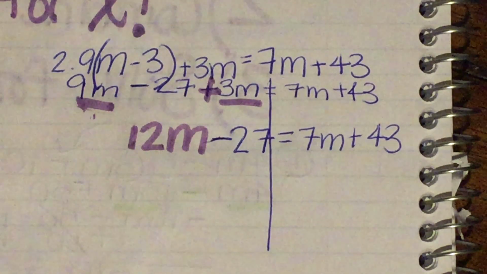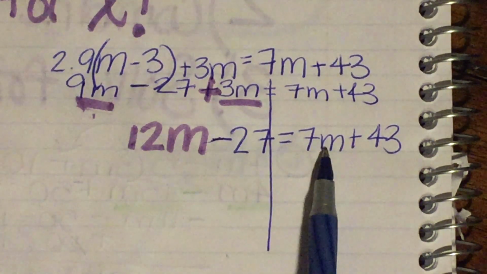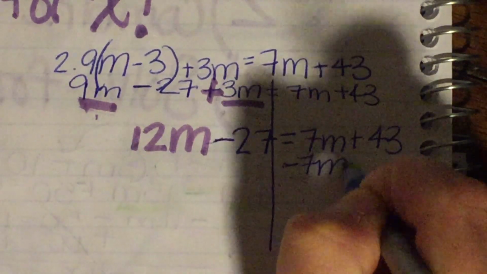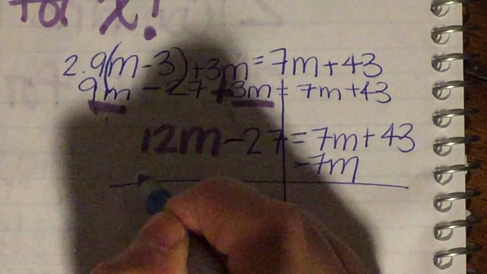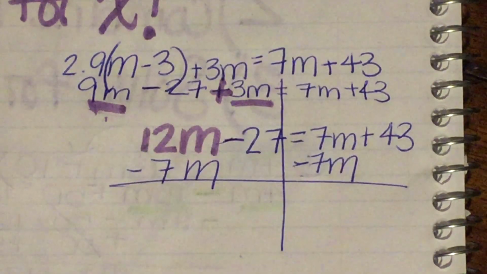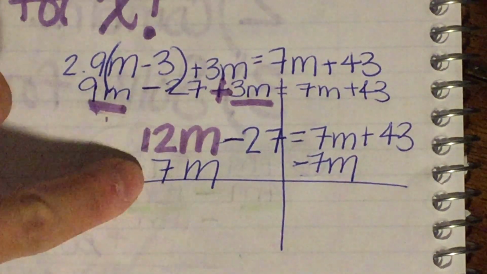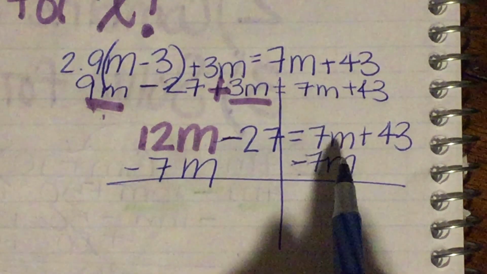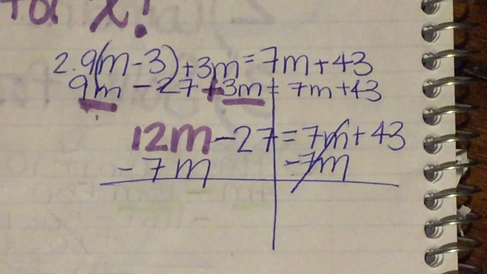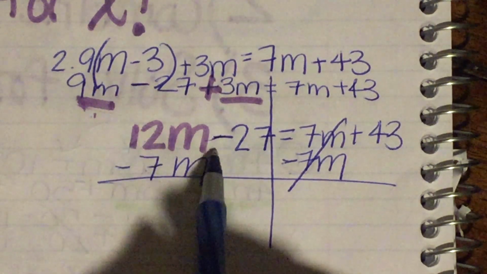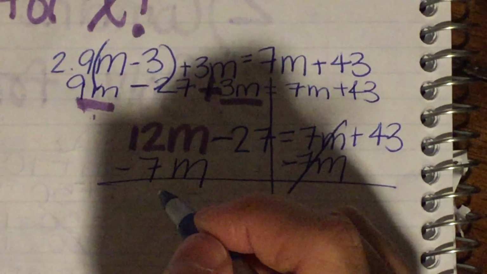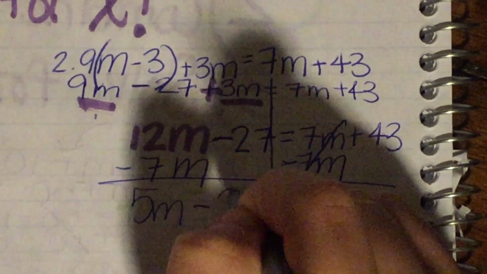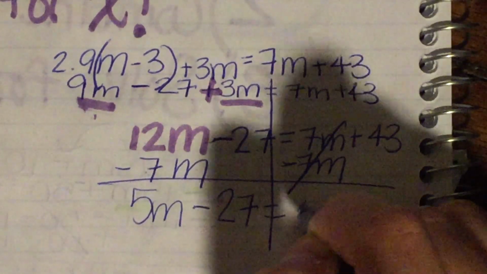At this point, we're going to move our variable term to the left. So we're going to do minus 7m. What we do on one side, we have to do on the other side. See how I lined up my variable terms? That's what you want to do. So 7m minus 7m cancels out. 12m minus 7m, 5m minus 27 equals 43.